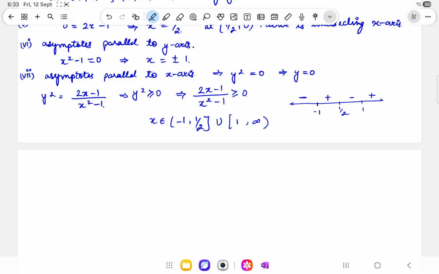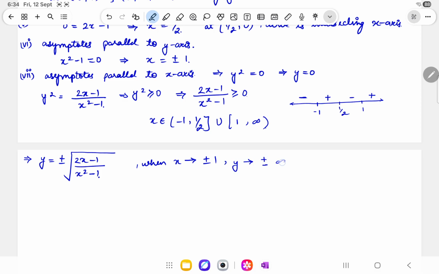Also, if you observe, from here I can say that my y will be basically plus minus under root 2x minus 1 divided by x square minus 1. So when x approaches either plus or minus 1, basically my y approaches plus and minus infinity. So this thing we can conclude from the asymptote things as well.